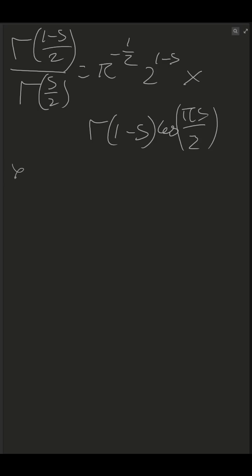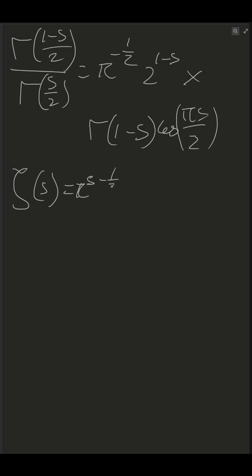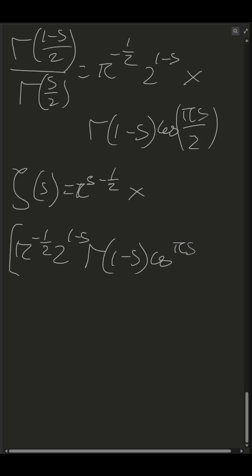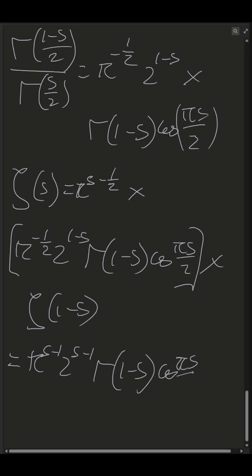we can say that the gamma zeta function of s is equal to pi to the s minus a half times, that's a great big block, pi to the minus a half, that thing from up there, 2 to the 1 minus s, gamma of 1 minus s cos pi s over 2, times zeta of 1 minus s, which in turn is equal to pi to the s minus 1, 2 to the s minus 1, gamma of 1 minus s cos pi s over 2, zeta of 1 minus s.